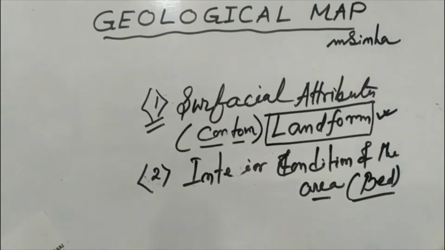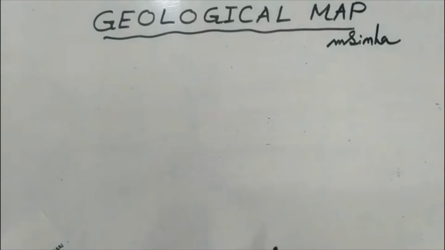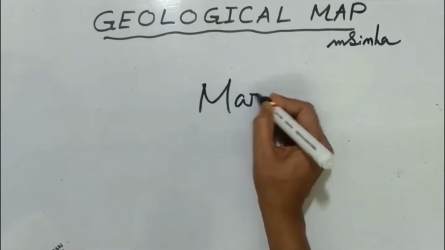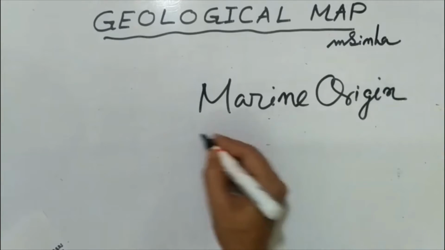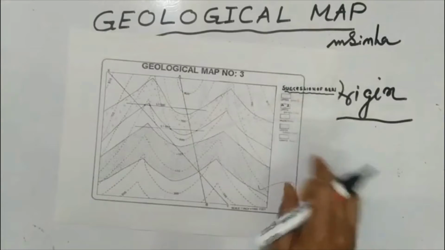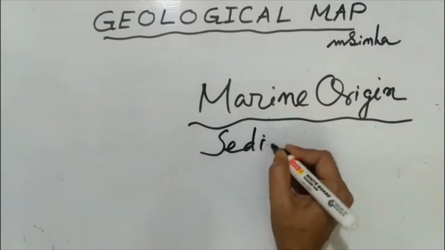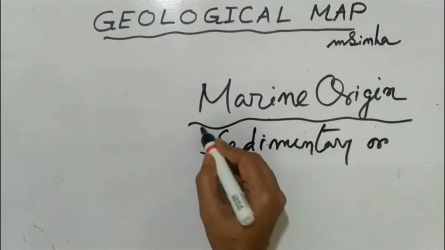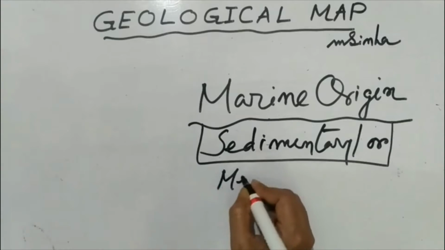Now come to the point of what the beds are. I would like to mention one thing. All the geological maps are of marine origin. What do you mean by marine origin? Almost all of the rocks, here the succession of rock beds, all the rock beds are mostly sedimentary, but a few are metamorphic.